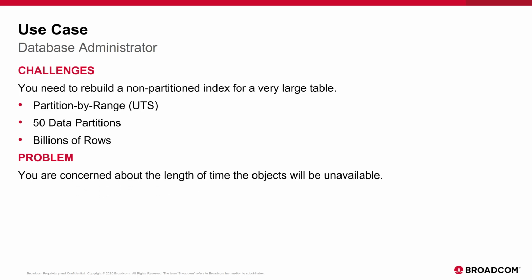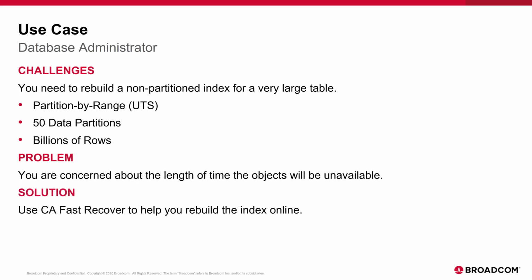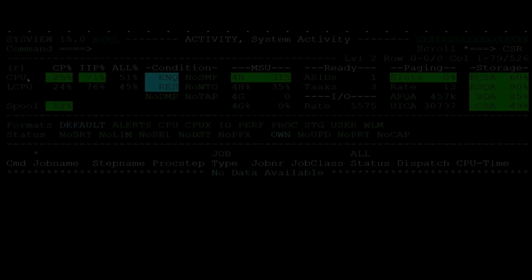If you rebuild the index offline, the data will be unavailable for an extended period. In a high availability environment, your only option is to rebuild the index online. CA Fast Recover can help you rebuild the index online at a time of your choosing with maximum availability. Let's see how it's done.